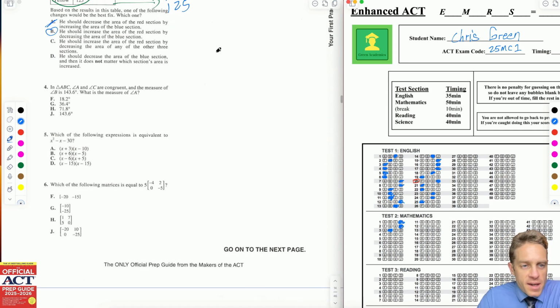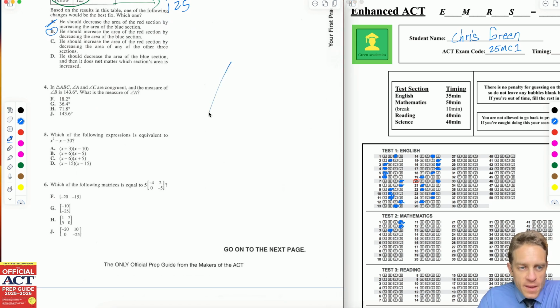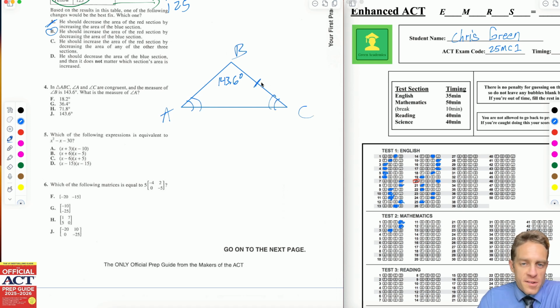In triangle ABC, A and C are congruent, and the measure of B is 143.6. So this is a really wide angle, 143.6 degrees. That's B as in boy. And then if A and C are congruent, that means that the corresponding sides, right, the sides across from each of them are also congruent, although I guess you don't need that for this. So it's simply subtracting from 180 and dividing by 2 gives you 18.2 degrees.